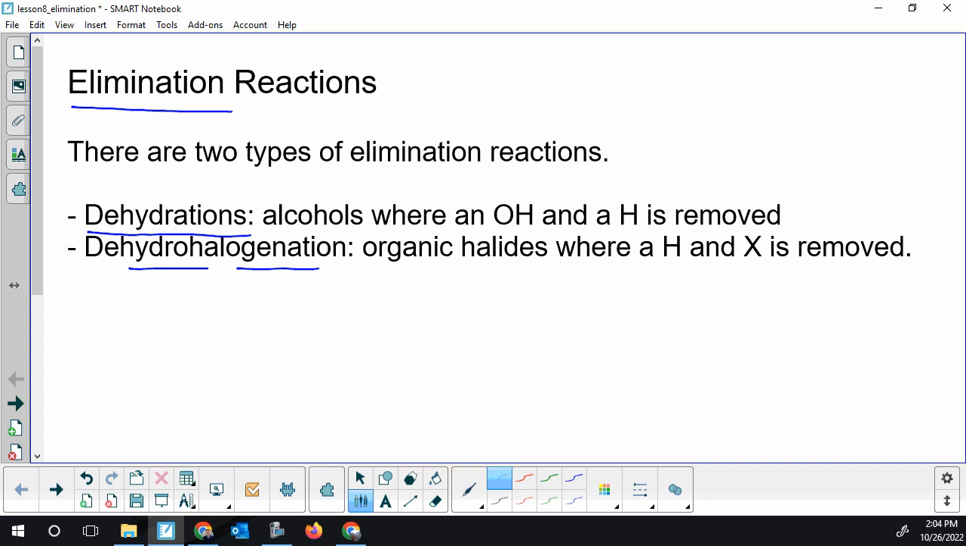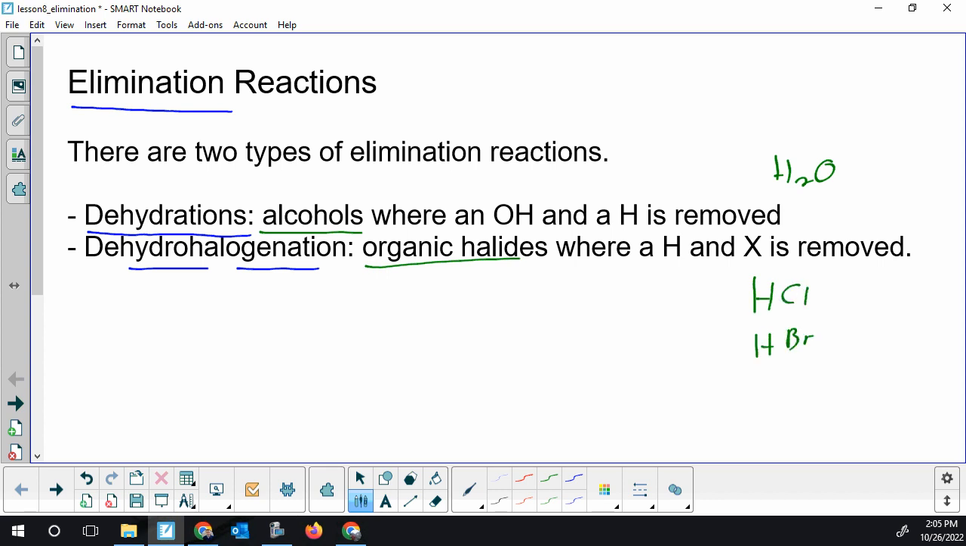So with dehydration, you'd be looking for alcohols. Okay? Now you're going to see a little bit more of the reaction condition shortly. Alcohols can remove an H and an OH, so that together would be a water. In the dehydrohalogenation, you're going to have an organic halide, and you're going to get H and an X, where X is a halogen. So you might get HCl or HBr.